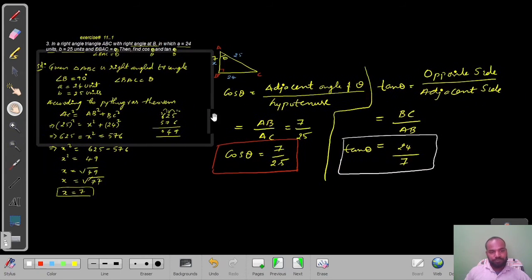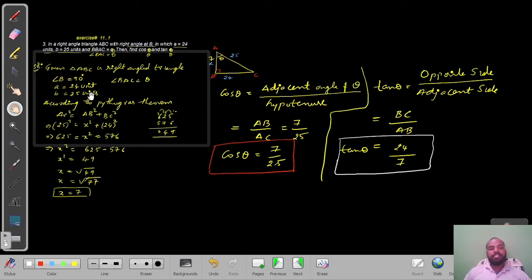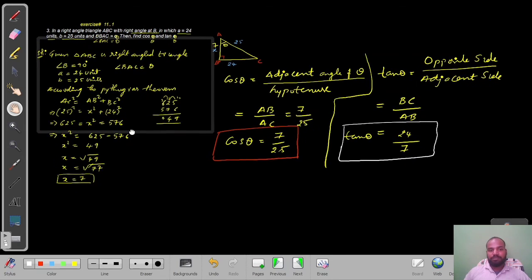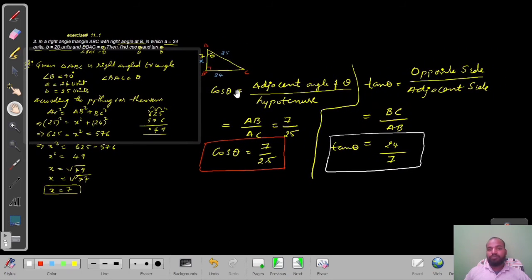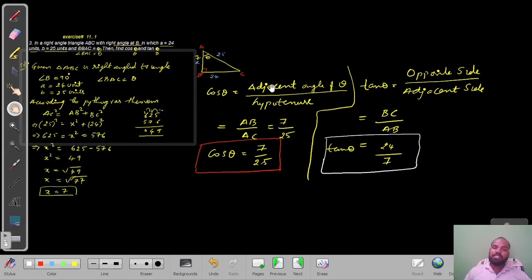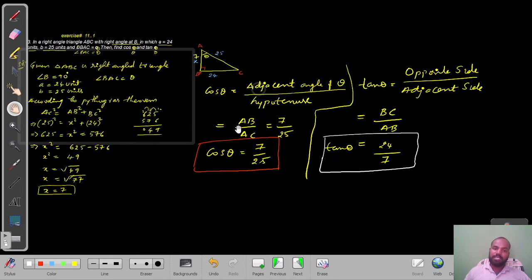See, first the given data we write and find the unknown side by using the Pythagoras theorem. Then, what is it asking us? It is asking us to find cos theta and tan theta. So as I wrote here, cos theta, what is the formula for cos theta? And I substitute the values. Then I get the answer.